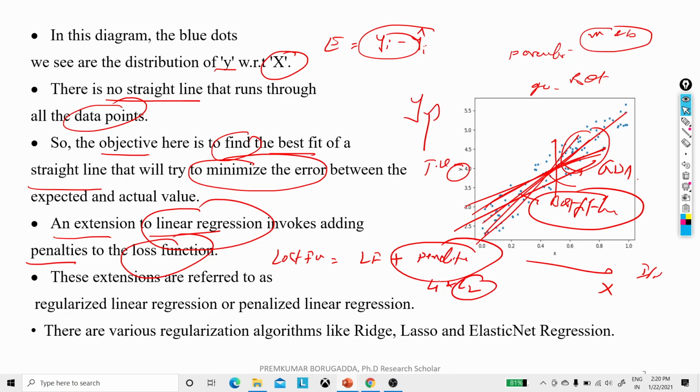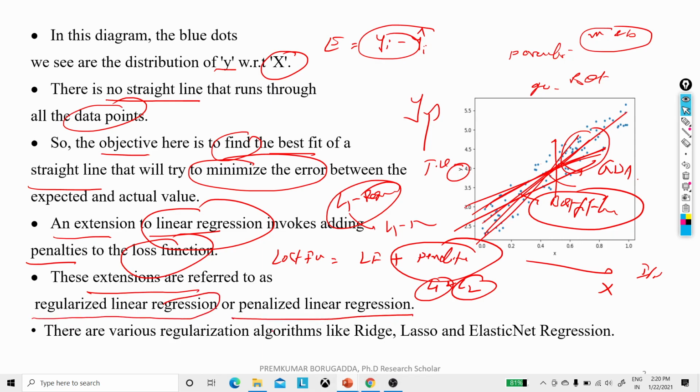If it is an L1 penalty, that belongs to lasso regression. If it is an L2 penalty, that is ridge regression. In the previous lecture I clearly explained ridge regression. In today's class I will explain L1 regularization, which is nothing but the L1 penalty. These extensions are referred to as regularized linear regression or penalized linear regression.